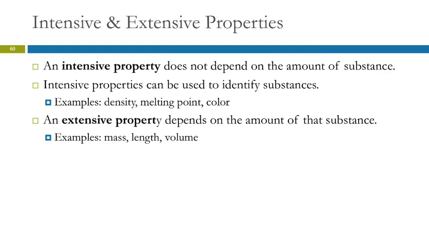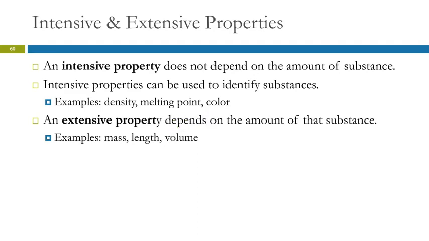This is a section that will never end. Intensive and extensive properties. So we talked about chemical and physical properties. Here's another way to define properties. An intensive property does not depend on the amount of substance. So density is an intensive property. You could think intrinsic. It doesn't matter if you cut the thing in half. The density stays the same. Other examples would be melting point or color.